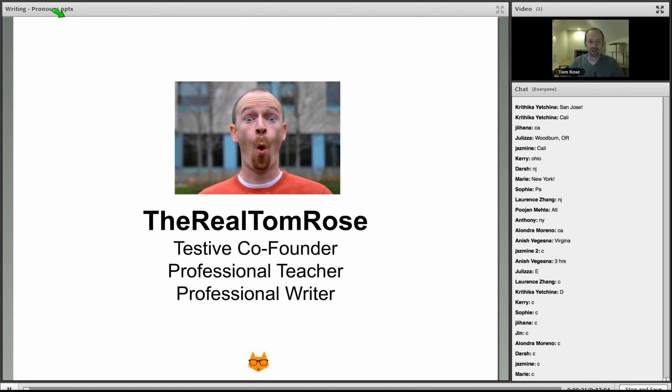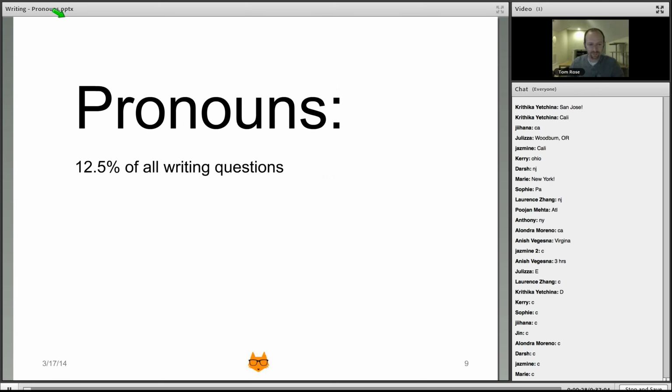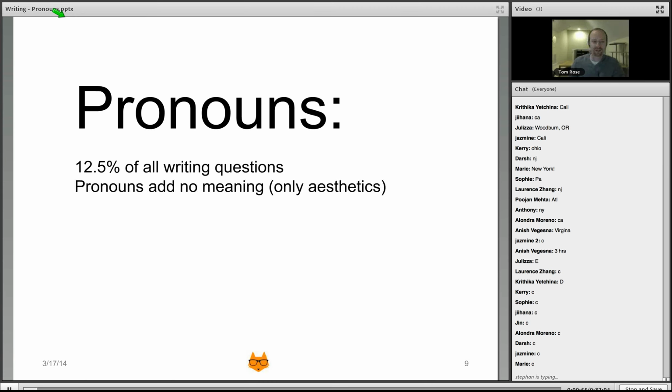So today I'm going to be talking to you about pronouns, and those are something that writers use all the time to get their message across. So a little bit about pronouns. They represent 12.5% of all writing questions. So they're about linearly proportional to what they should represent if all writing errors were evenly spaced. There's about 7 types of writing errors. So if you divide that into 100, 12.5% is about the representative portion. So pronouns are neither super common nor super rare. They're about as common as you expect.